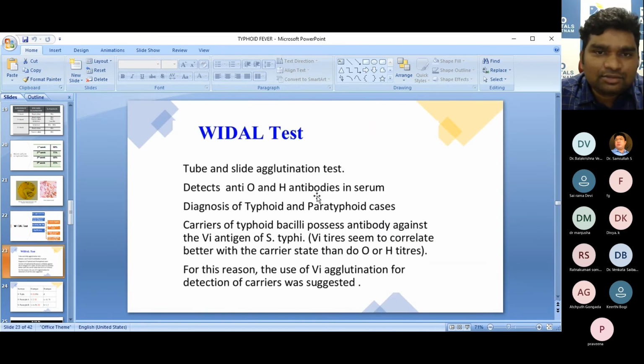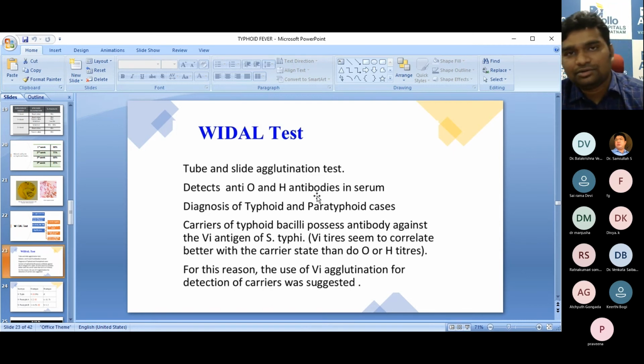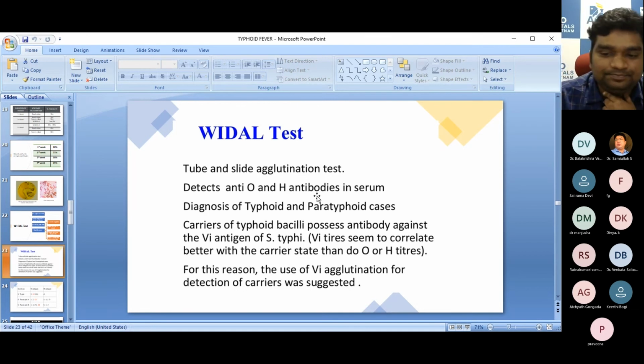The Widal test, tube and slide agglutination, detects anti-O and anti-H antibodies in the serum of the patient. It is used for typhoid and paratyphoid fevers. And carriers of typhoid bacilli will produce an antibody against the Vi antigen of Salmonella typhi. So for this reason, you have to look for Vi agglutination for the detection of carriers.